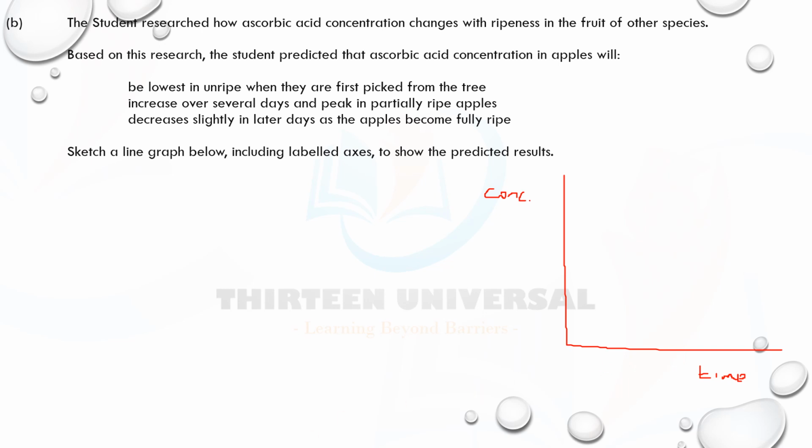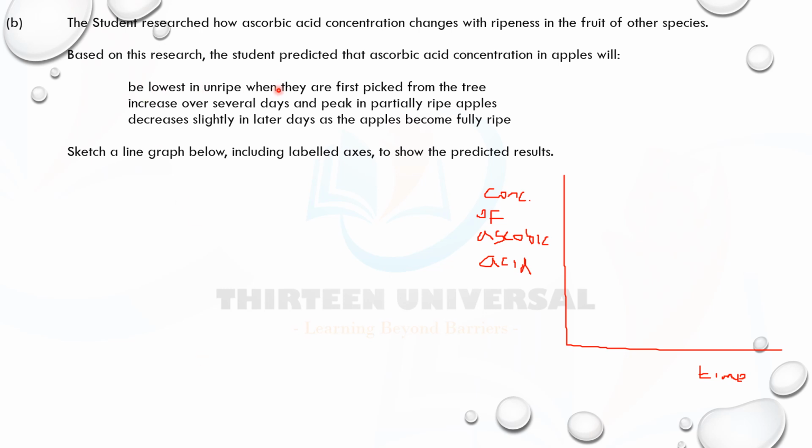Concentration of ascorbic acid. Do you like ascorbic acid? That's vitamin C. It provides immunity to the body, fights germs. One apple every day keeps the doctor away, right? Because it boosts your immunity. You are able to fight all kinds of diseases, stimulate your immunity in cells. Ascorbic acid. Now remember guys, they're already giving us a clue.